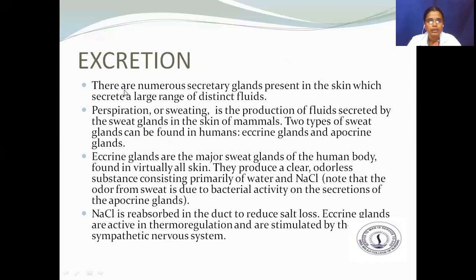Excretion. There are numerous secretory glands present in the skin, which secrete a large range of distinct fluids. Perspiration or sweating is the production of fluids secreted by the sweat glands in the skin of mammals. Two types of sweat glands can be found in humans. First one is eccrine glands and second is apocrine glands.